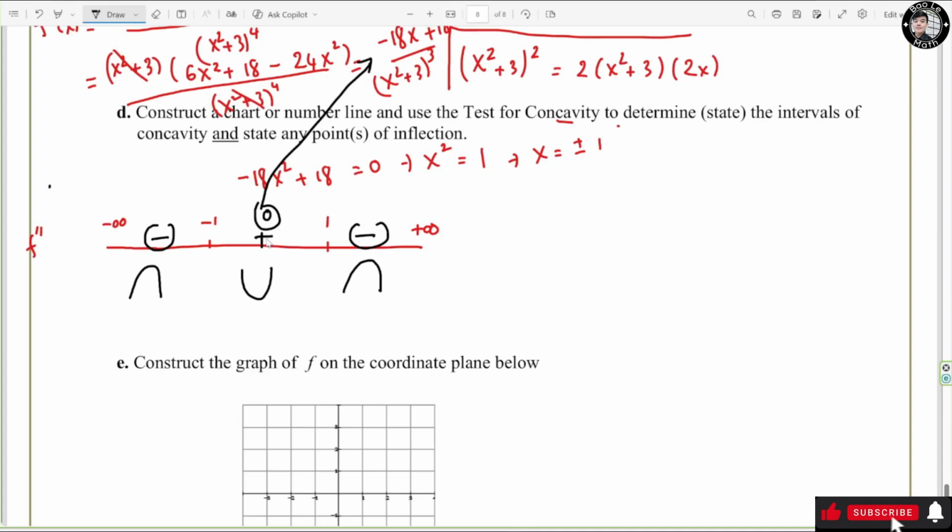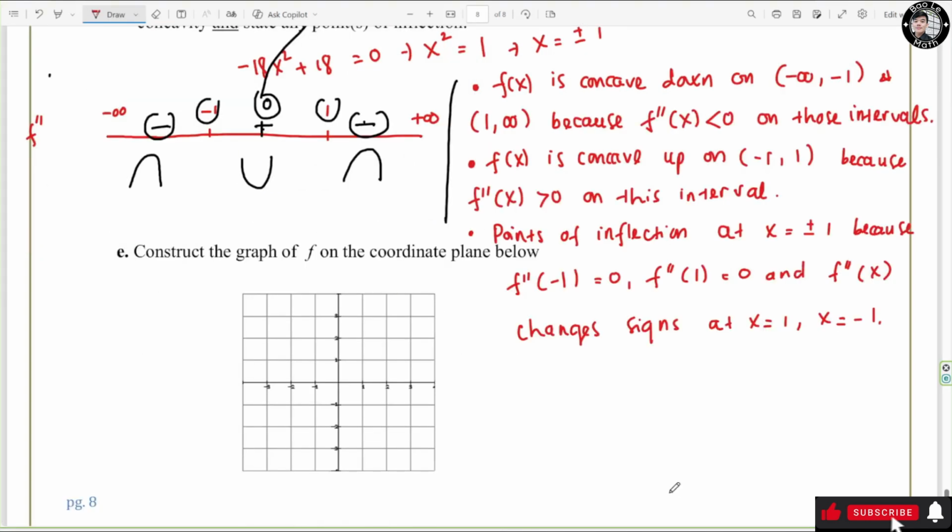Now there are points of inflection at s equals negative 1 and 1, because f double prime of negative 1 and f double prime of 1 is 0, and f double prime of s changes sign from negative to positive and positive to negative, right? Let's move on to the last question. Construct the graph of f on the coordinate plane below.